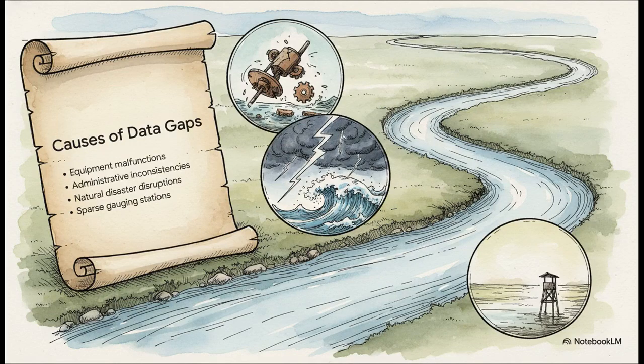Because let's face it, gaps in the data are completely inevitable. We're talking equipment malfunctions, administrative hiccups, natural disasters washing away sensors, or just having really sparse gauging stations to begin with. And since we can't completely prevent this data loss, hydrologists are forced to impute, which basically means mathematically estimating and filling in the missing pieces, rather than just throwing out the incomplete records. But doing this accurately is incredibly hard.